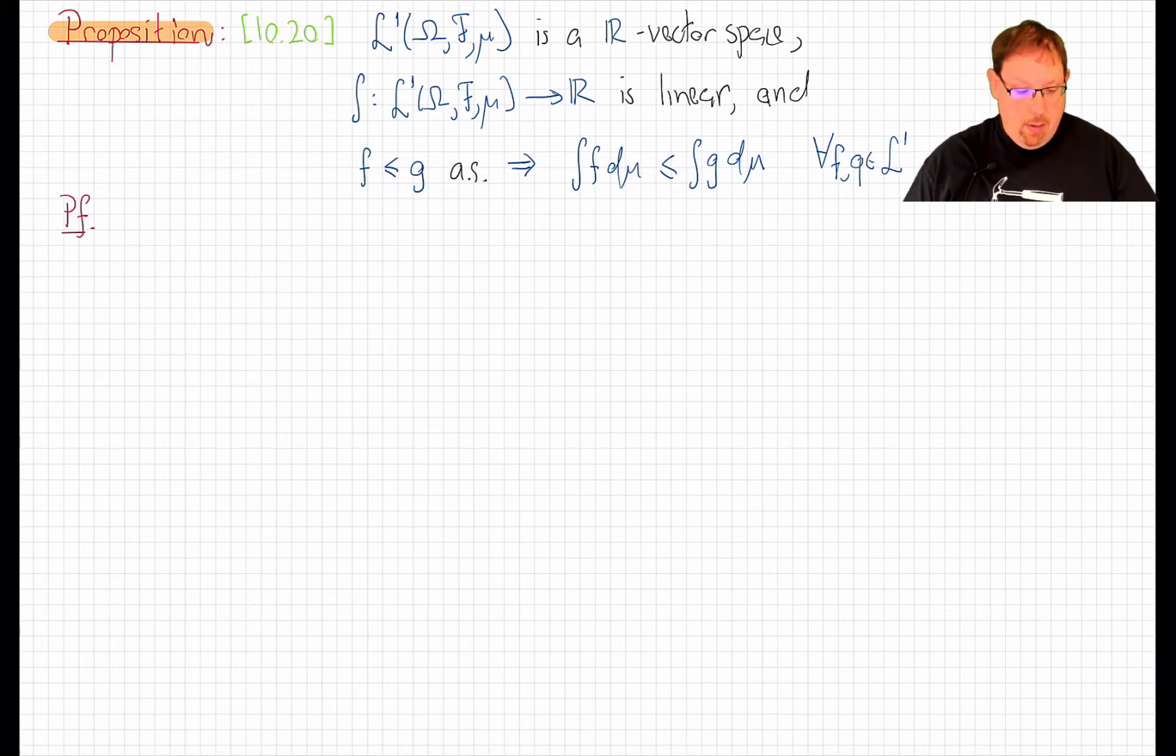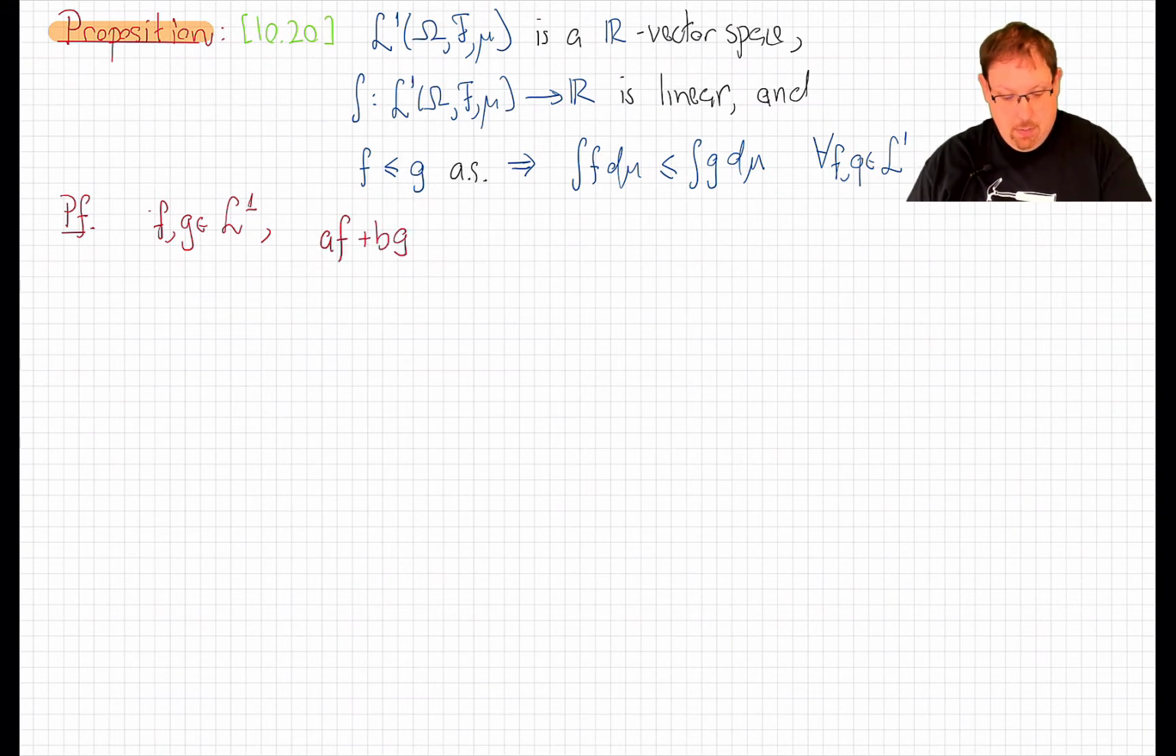First, for L1 being a vector space, if we take two functions, f and g, that are in L1, and we look at some linear combination of those functions, well, the absolute value of that is, by the usual triangle inequality on the real line, less than or equal to the absolute value of a times the absolute value of f plus the absolute value of b times the absolute value of g. And notice that everything on both sides here are positive measurable functions.